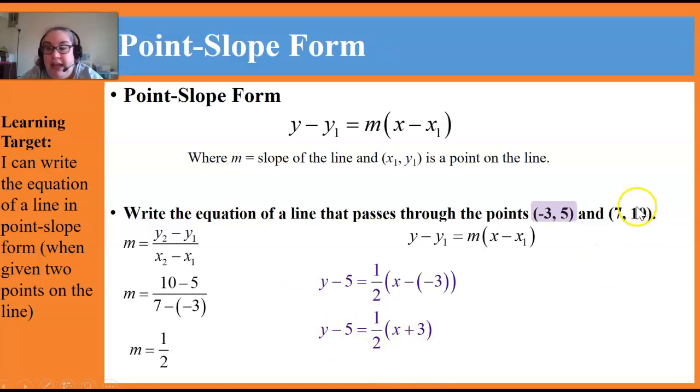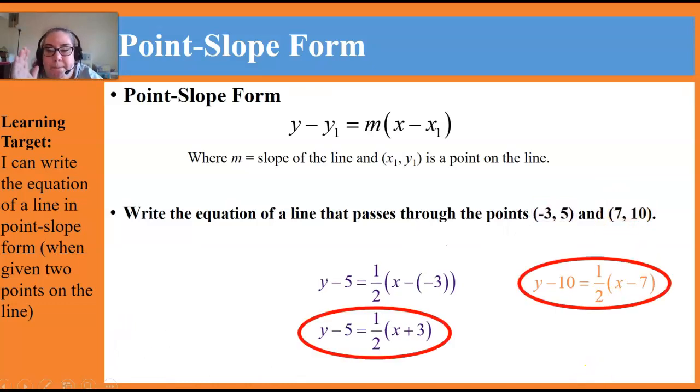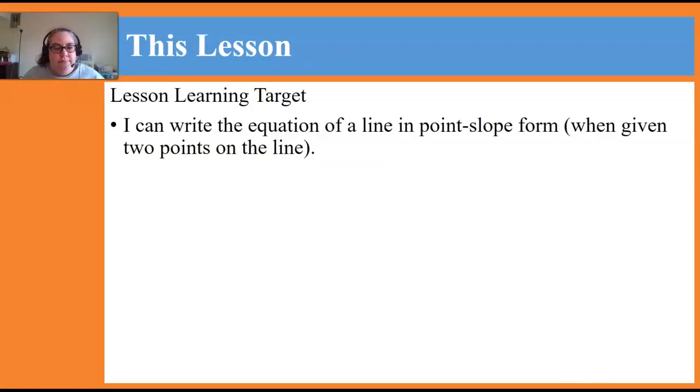Now, you could have decided on your quiz to use (7, 10). I like it because it's all positives. So I might say y minus the y coordinate, 10, equals the slope, which is still 1/2, times x minus 7. Both of those answers work. And those were two examples of how you could write the equation of a line in point slope form when given 2 points on the line.